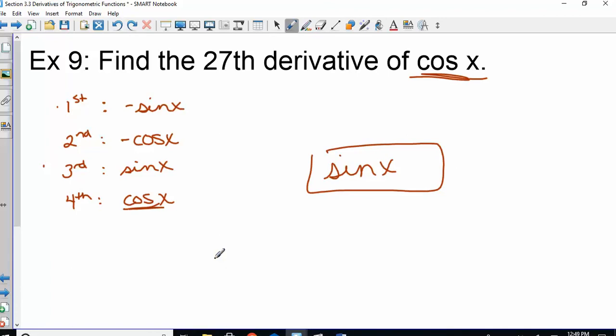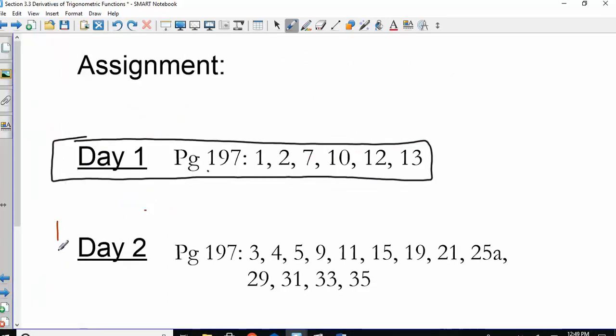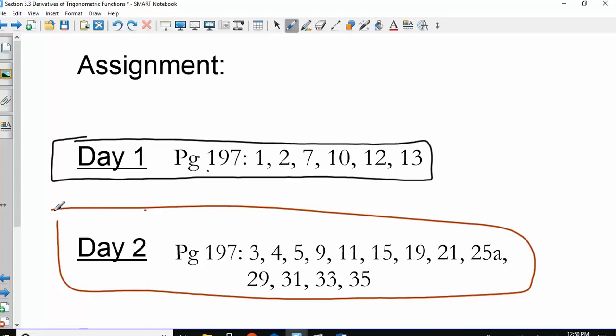This next part is a little bit different, so I'm going to stop and let you guys practice the derivatives of the trig functions before I do the limit portion of this section.